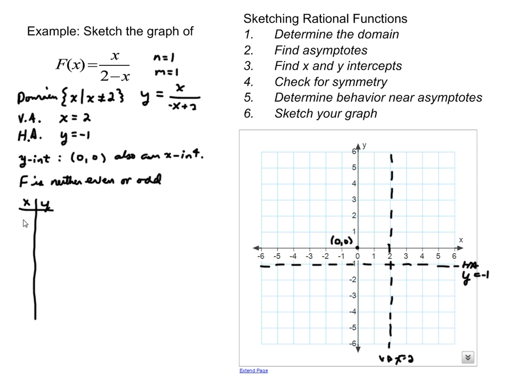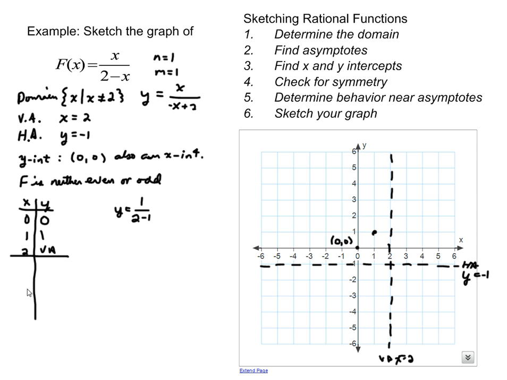So let's start with (0, 0). We know what's happening right there: it passes through the x and y axes at the origin. What happens at x equals 1? At x equals 1, y would equal 1 over 2 minus 1, which is really easy. It must go through the point (1, 1). Let's try 2. Well, we know what happens at 2. That's our vertical asymptote, so that's no good.